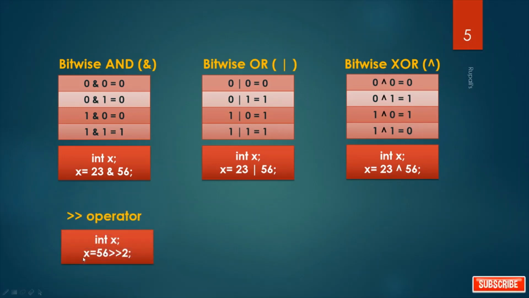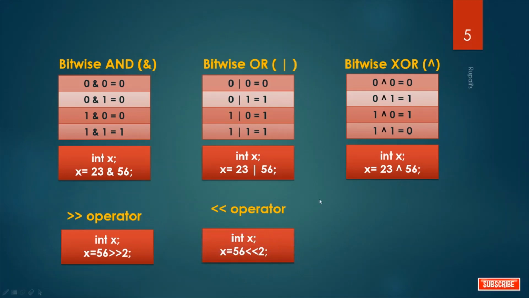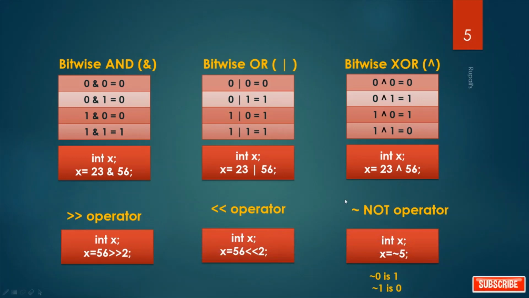And another operator is the right shift operator. How we can represent it? 56 >> 2. And this one is the left shift operator. We can represent it in this way. And another is the NOT operator. If not 0, then it is 1, and not 1, it is 0. We can represent it like x = ~5.